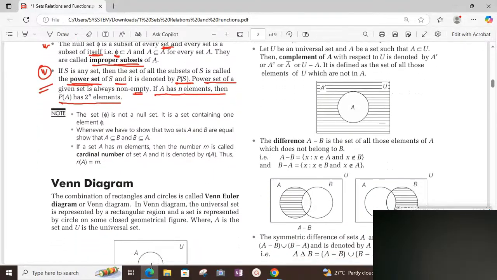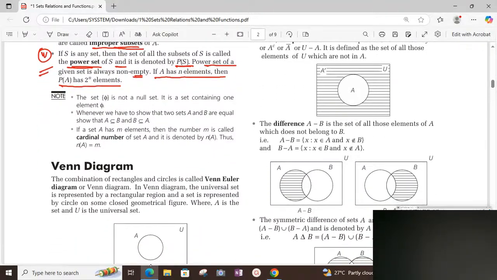So here is a note. Let's see the note. The set {phi} is not a null set. It is a set containing one element, phi. If we consider this, it is a singleton set. This set has one element which is phi. So we cannot say this is a null, empty or void set. It means that this is not the empty set.